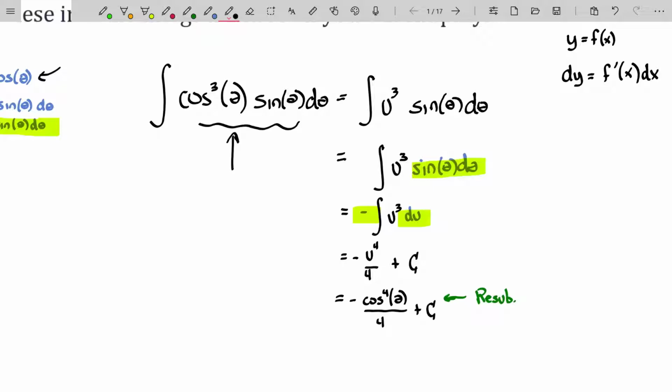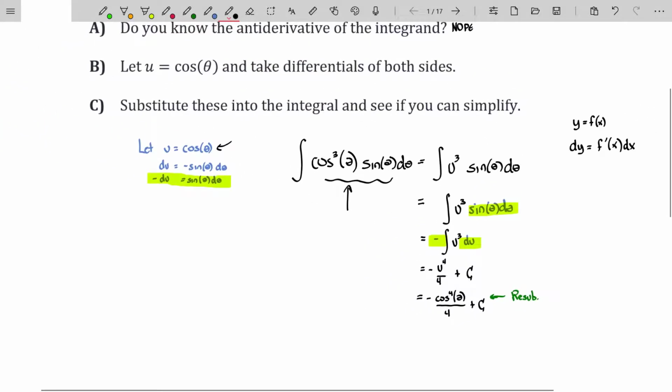That is the substitution rule. Well, that's an example of using the substitution rule. I'm just motivating it here. So again, part B was let u equal cosine of theta and then take differentials of both sides. So that was actually the part B right there. And then substitute these in, that's part C, and see if you can simplify, which we can.